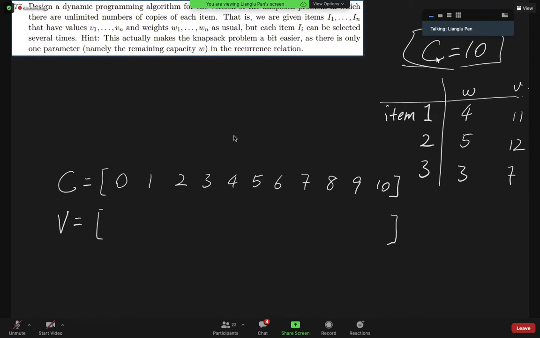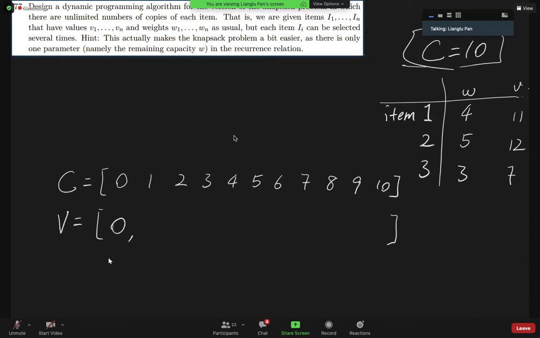Now let's consider a dynamic programming approach. In our case, the capacity is 10, so I'm going to create an array starting from 0 to 10, which is the capacity we have. And I'll also have another array V, and the purpose of V is that V[i] tells us the maximum value we can get when we have the capacity of i. Clearly V[0] should be 0. So we have total capacity 0, so we can't load anything. Of course, the total value would be 0.